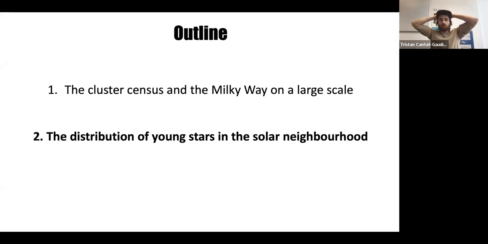So that was all for the large-scale structure of the Milky Way. And in the second part of this talk, I will talk about the distribution of young stars in the solar neighborhood and how this has also been completely changed by the availability of Gaia data.